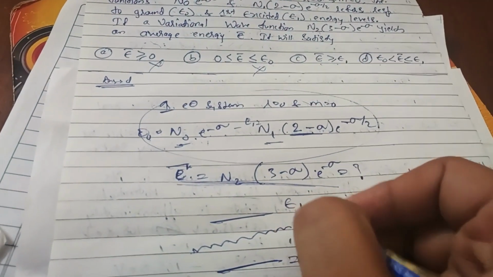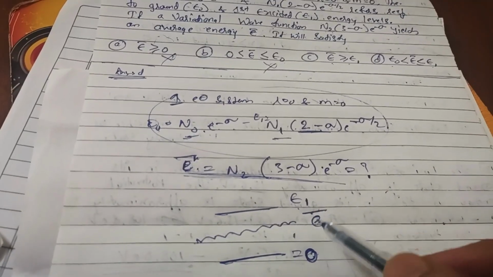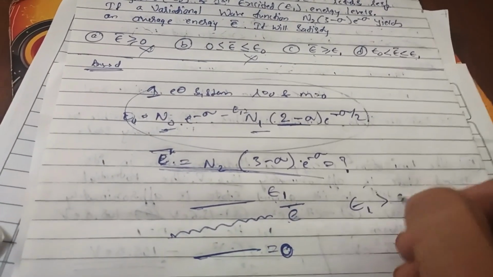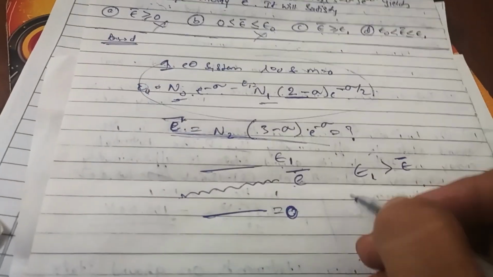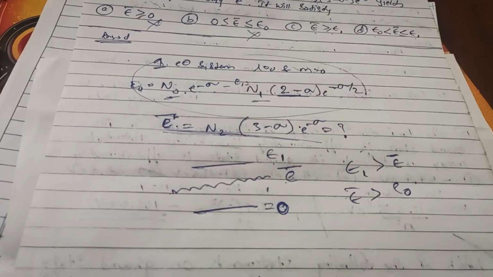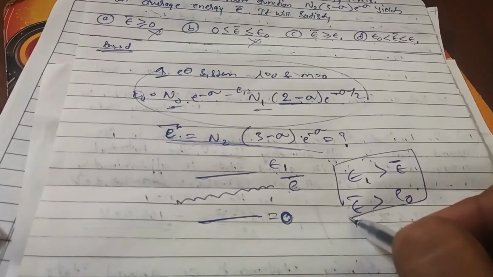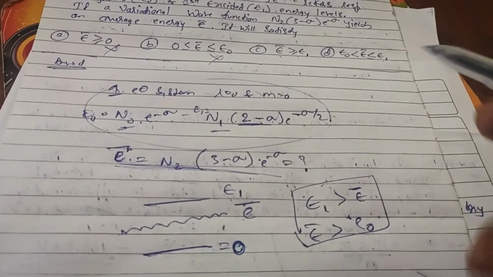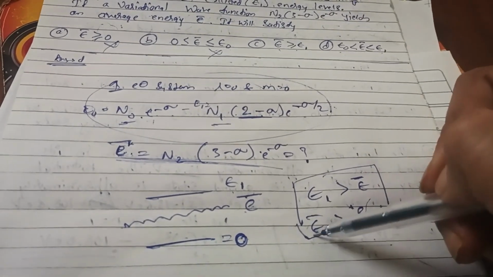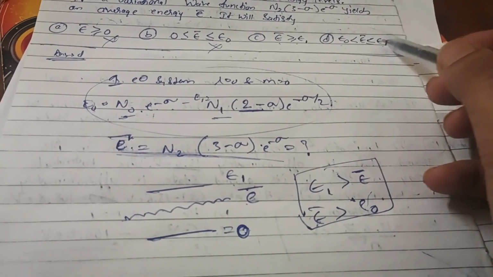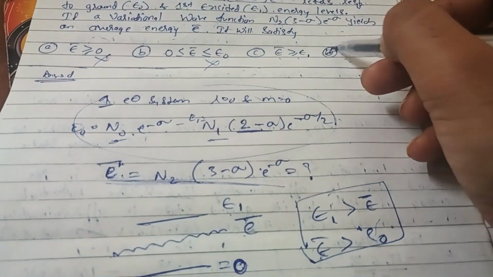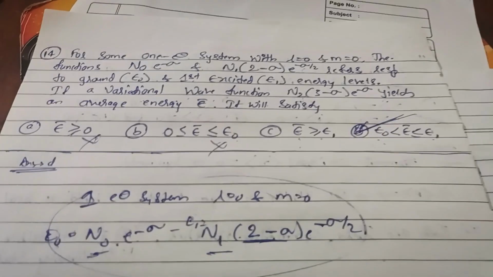E1 is greater than E naught. I will write here E1 is greater than E bar and E bar is greater than E naught. This is the correct order, right? Hence E naught is less than E bar and E bar is less than or equal to E1. Correct? This will be the correct answer.